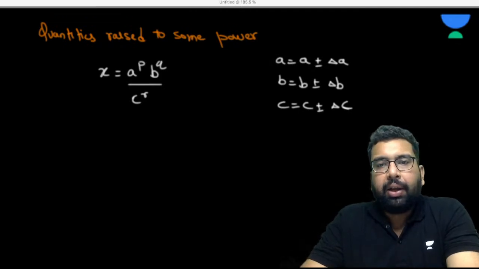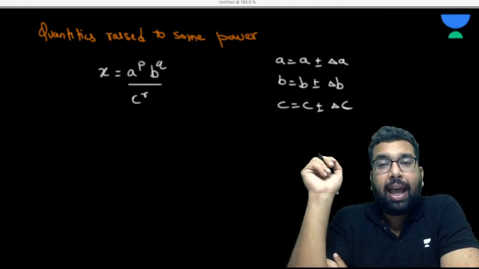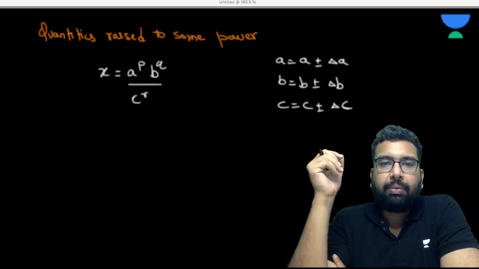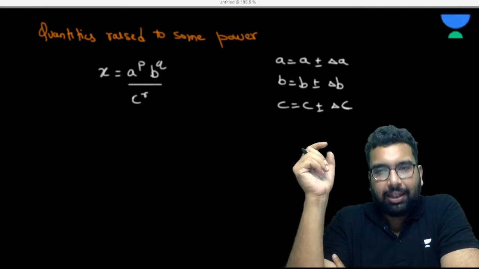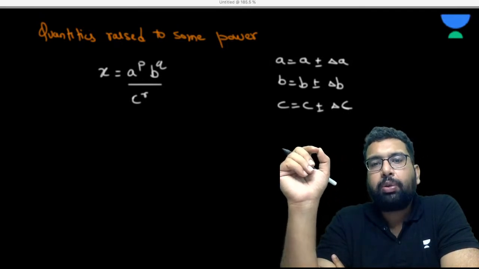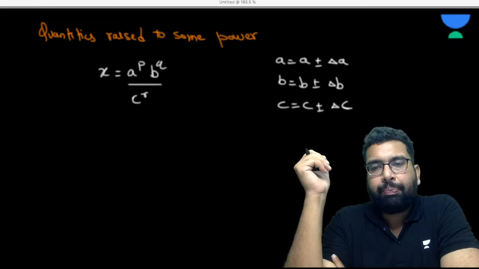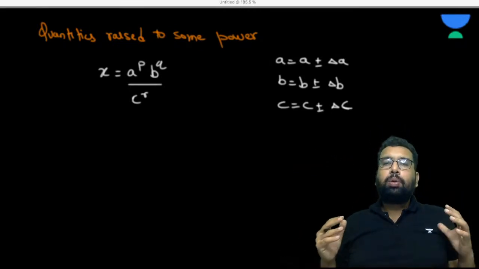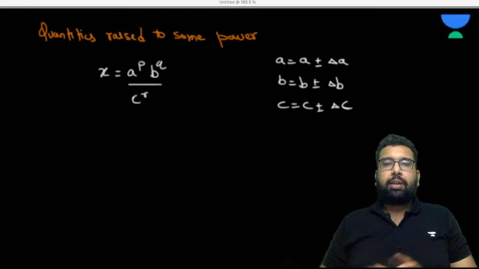Now please understand this. Here, how are we going to take care of the error? See, x is made up from a, b, and c, and they are raised to some powers: the power of a is p, the power of b is q, the power of c is r. So x is made up of a, b, and c, having some powers. Now, in this case, what is going to be the error in x? This is something we are interested in finding out.